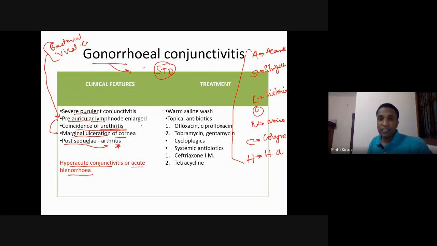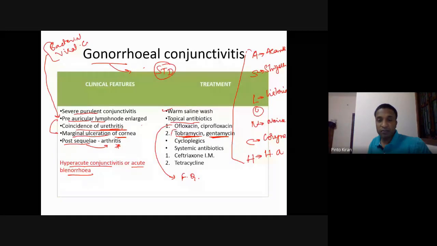So how do you treat these cases? Give a warm saline, very simple, and topical antibiotics. Always remember topical. In ophthalmology, you should remember topical antibiotics. That is what you call the fluoroquinolones. Fluoroquinolones, now the fourth generation, is also a treatment of choice. Then you have tobramycin. This is an excellent eye drop. Then you have gentamicin, especially in small kids. These eye drops are very good.